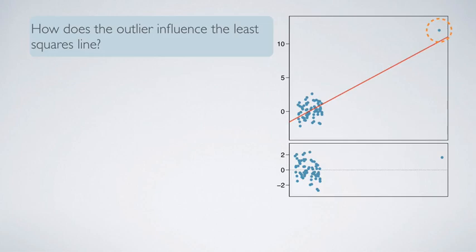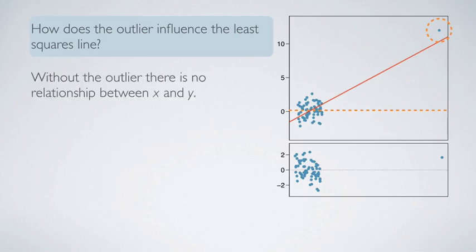In this plot, we can see a cloud of points that are clustered together, as well as one single point that is far away from the rest of them. The question is, how does this outlier influence the least squares line? To answer this question, we want to think about where the line would go if this particular outlier was not there. And in that case, there would be absolutely no relationship between the two variables because the points are completely randomly scattered, so the line would look like a horizontal line.